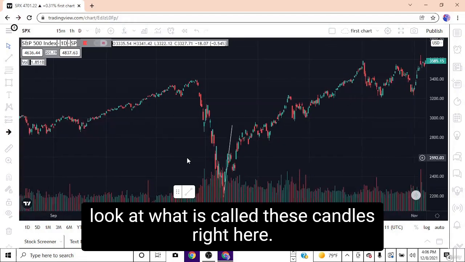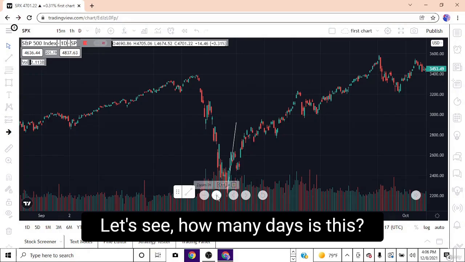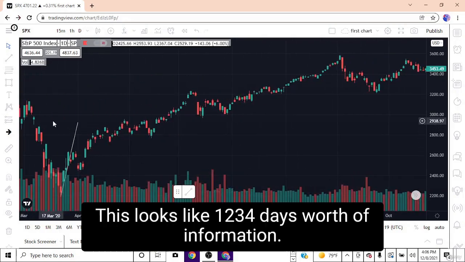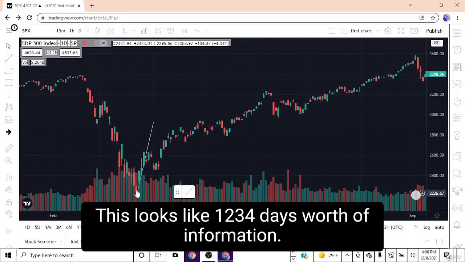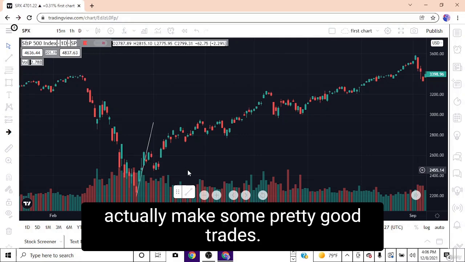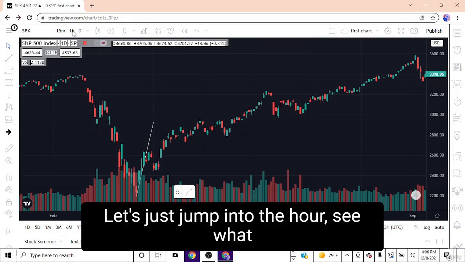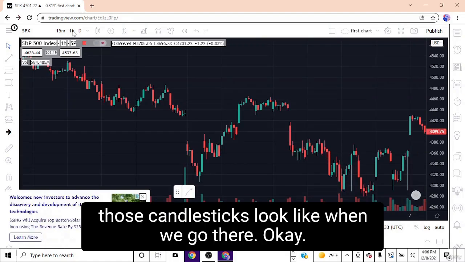But I'm going to look at these candles right here. Let's see, how many days is this? This looks like 1, 2, 3, 4 days' worth of information. Now, in 4 days, you could actually make some pretty good trades. Let's just jump into the hour and see what those candlesticks look like when we go there.